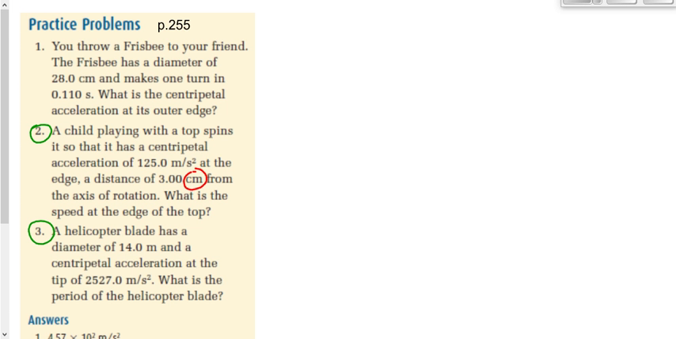Some people would look at this and say, I just want to use v is equal to 2 pi r over t. Is that a valid equation to find speed? Sure it is. It's not going to help us because we don't know what the period of this top spinning on its axis is, but it's valid. If you know the period, then you can use that equation. That's not what we're going to do, though. What are we going to do?